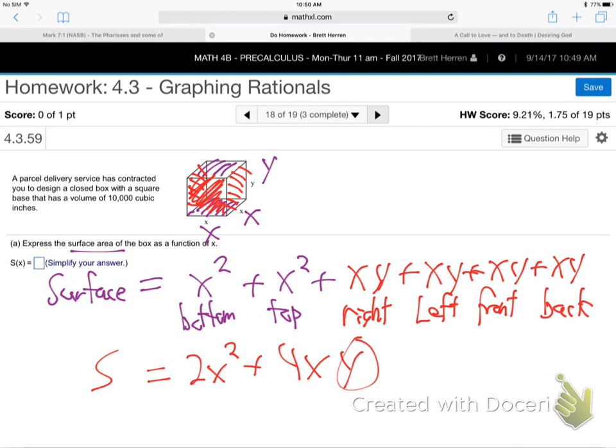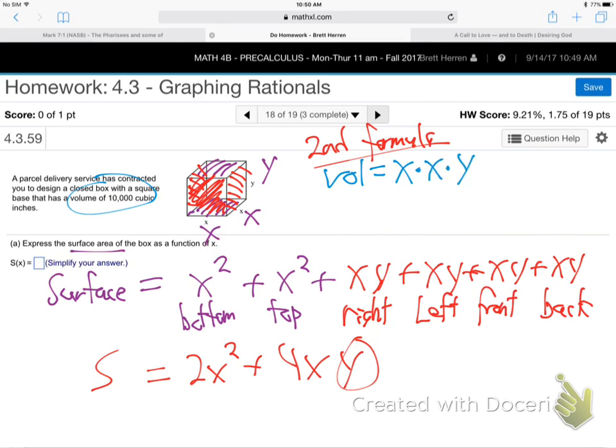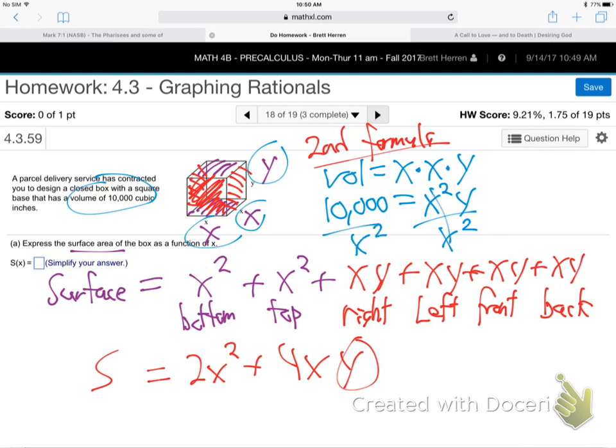Got to plug in for y. So there must be a second formula somewhere to help us plug in for y. What's that second formula? Volume is, what's the volume? X times x times y. Remember, volume is the 3 sides multiplied, length, width, height. X times x times y. Volume, they're telling me, is 10,000. Right there. Is x squared y. Solve for y and plug it in. Divide by x squared. Boom. Plug it in right there.